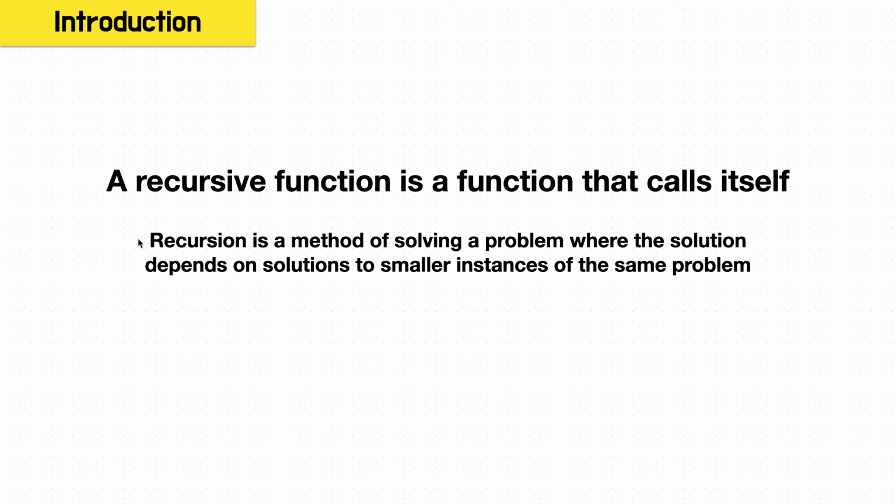Recursion is a method of solving a problem where the solution depends on solutions to smaller instances of the same problem. So after hearing this definition, you're probably thinking to yourself, I still don't get it. And that's okay. Recursion can be very intimidating and a complex topic. When you try to learn it, you're typically bombarded by buzzwords and math symbols.